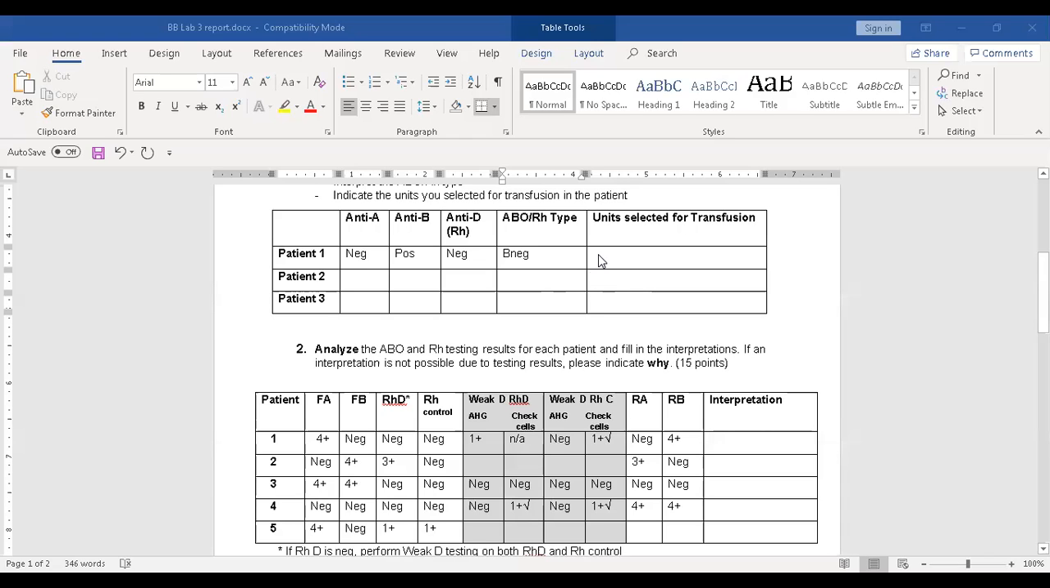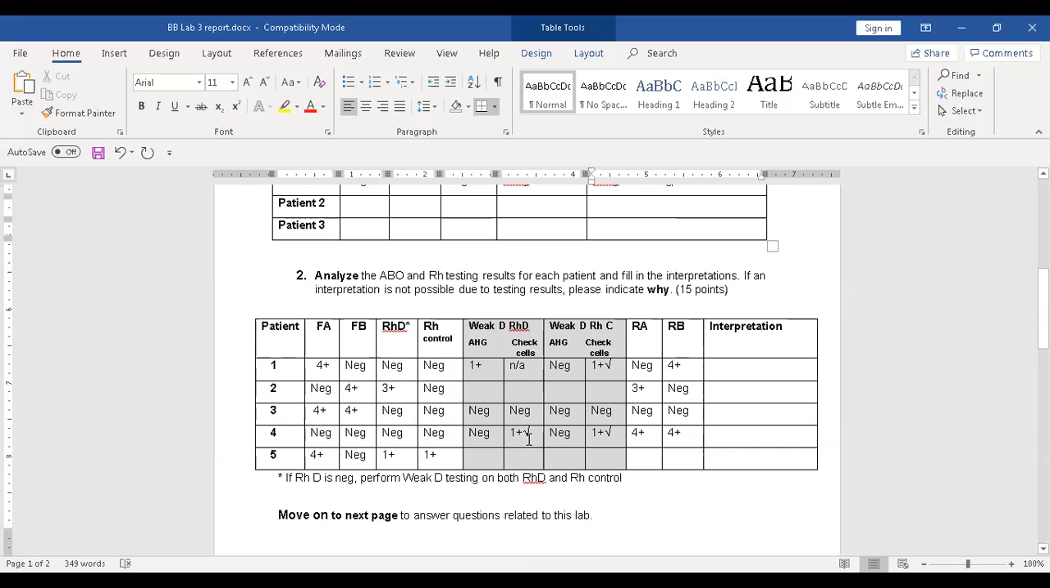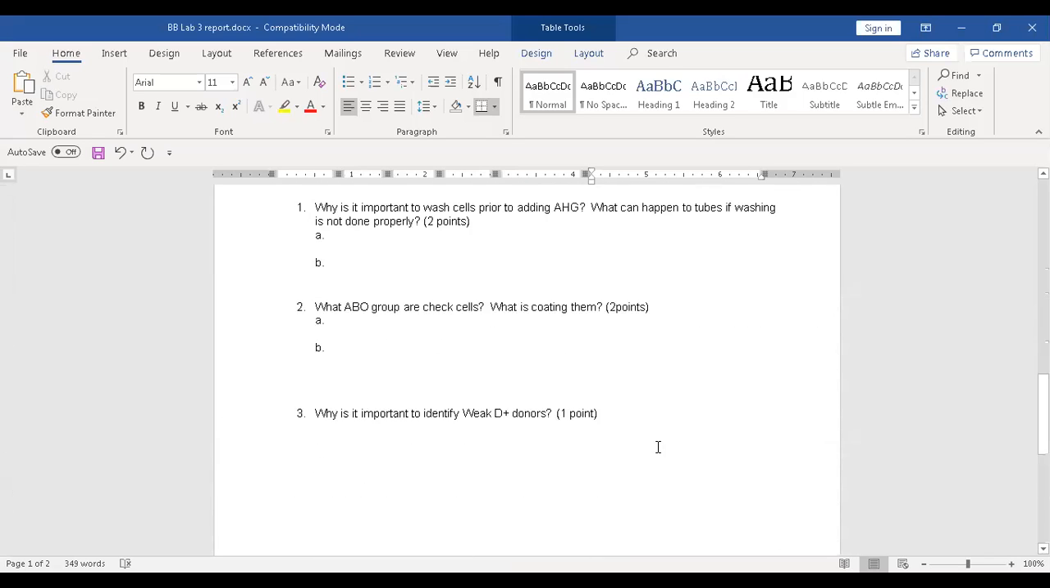Before I move on to my next patients, I'm going to go to my worksheet, and in this case I'm going to say B neg and O neg, okay? And then go on and fill in my results for the next 2 that I type, okay? And then, remember to evaluate the results I'm giving you related to weak D testing and answer some questions.